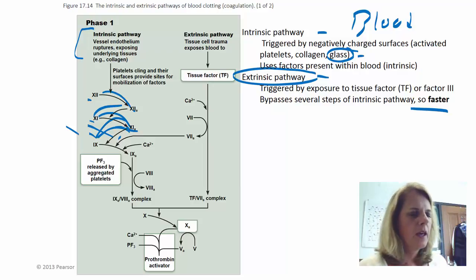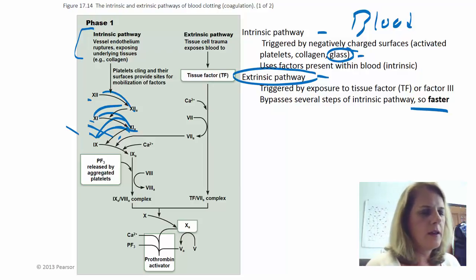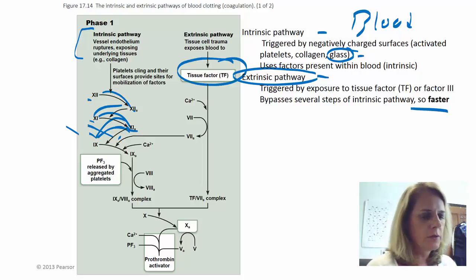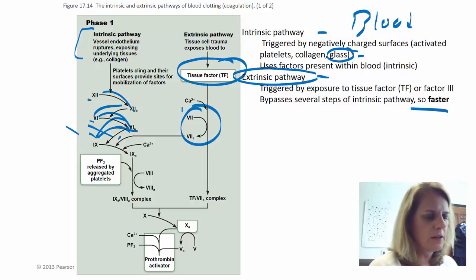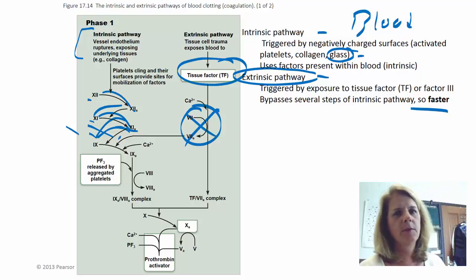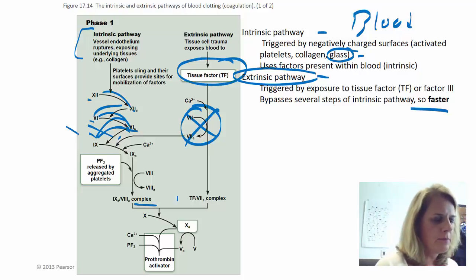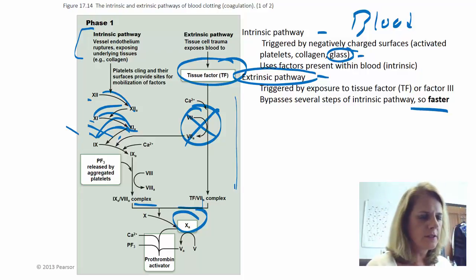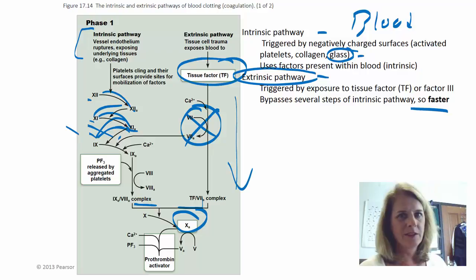Okay. The extrinsic pathway, you have a tissue factor that's released, and that joins with calcium and causes the change of 7 to 7A. Again, I'm not asking you to remember which one's which. What I want you to see is that eventually, okay, these both lead to factor X. Okay, and you can see that this extrinsic one is faster. There's less steps. It's less complicated.